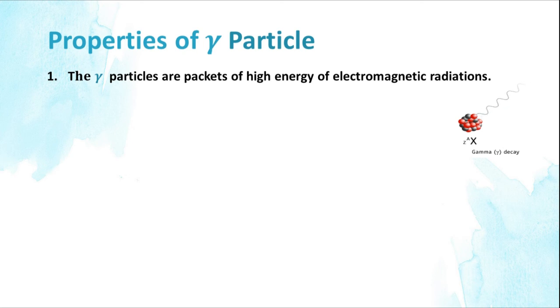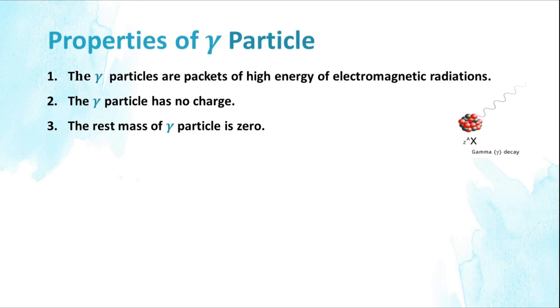The gamma particle has very short wavelength and very high frequency. Are you clear? The second one is that the gamma particle has no charge. In the previous class we studied alpha particle and beta particle: alpha has positive charge, beta has negative charge, but gamma has no charge. Electrically it is neutral.